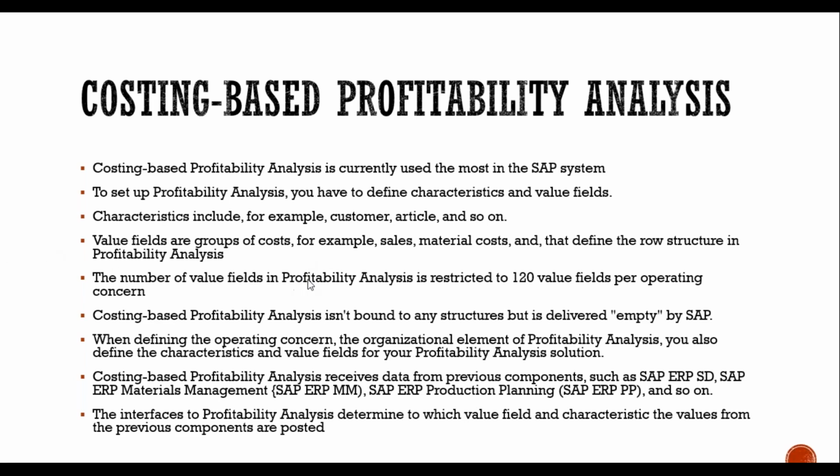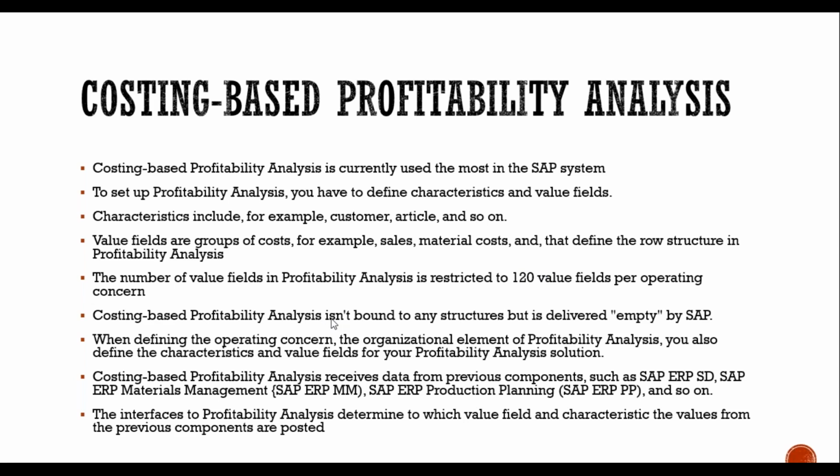The number of value fields in the profitability analysis is restricted to 120 fields per operating concern. This is one of the very important questions which comes in the exam. You cannot have more than 120 value fields in one operating concern, but 120 is too much. Normally, if you ask me how many value fields are normally used, maybe 20, 25 are more than enough. But there is a restriction of 120 value fields per operating concern.